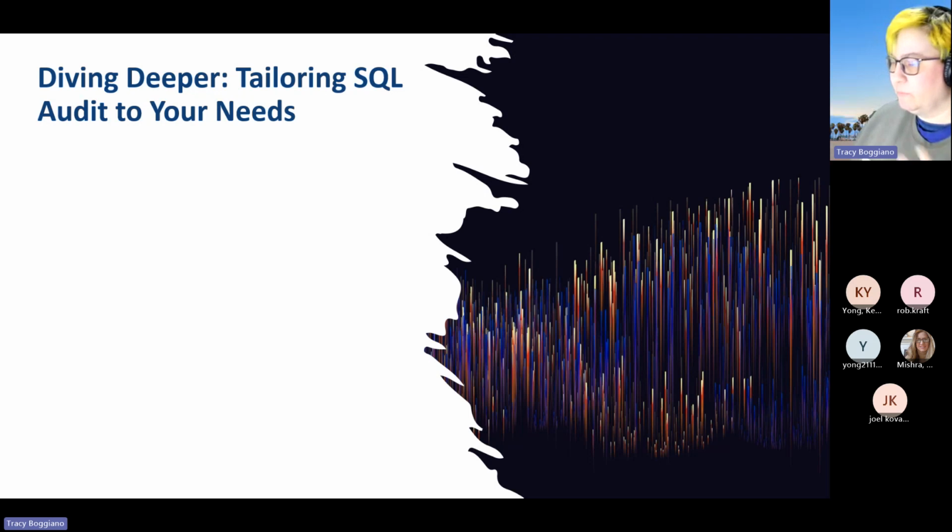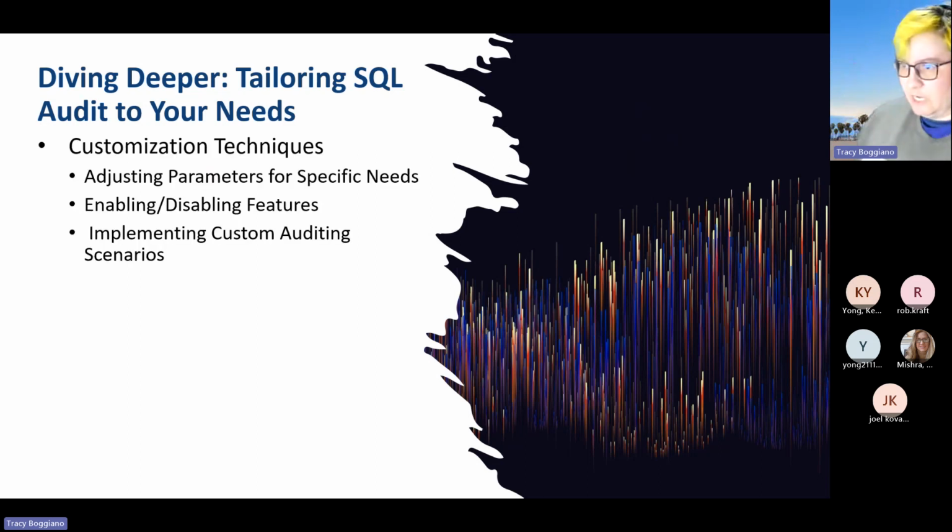So, diving a little bit deeper and tailoring SQL Audit to your specific work needs. Like every superhero, they have to adjust their tools based on their needs. That's why Batman has so many different things in his cave, and he's always playing with the technologies and has his company working on stuff, because you've got to customize things. So you've got to adjust the parameters to fit your specific needs. By doing this, you're going to be enabling, disabling features, implementing custom auditing scenarios.